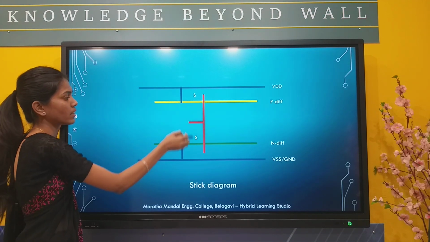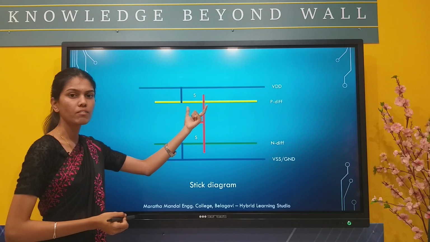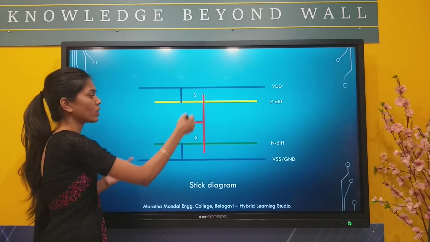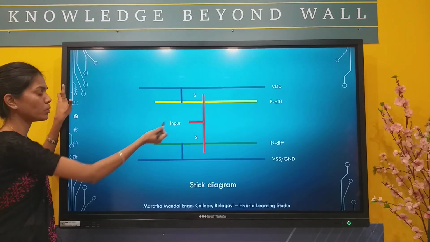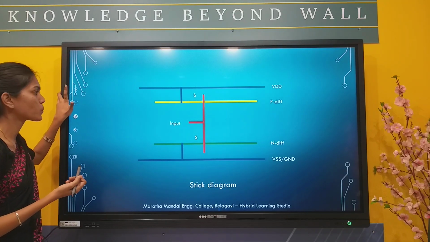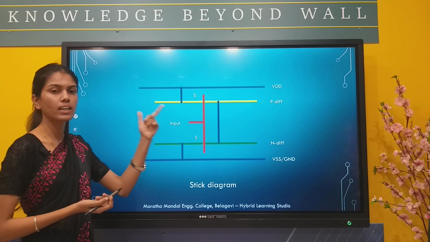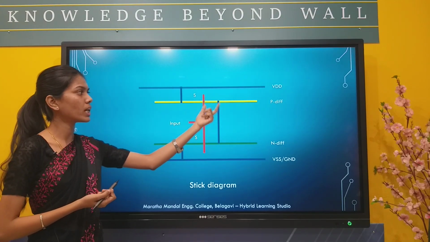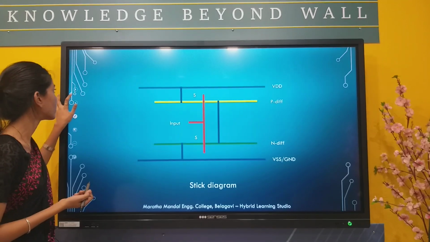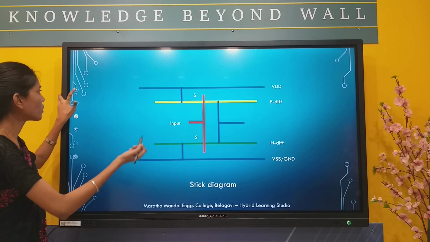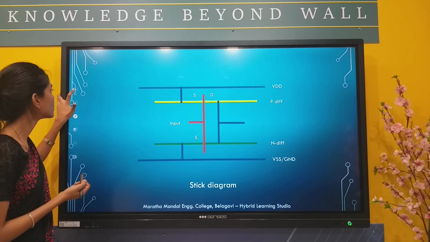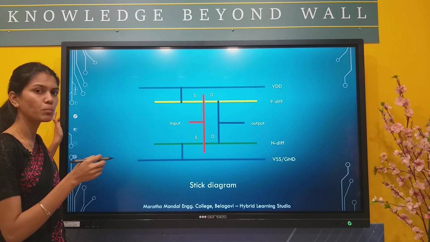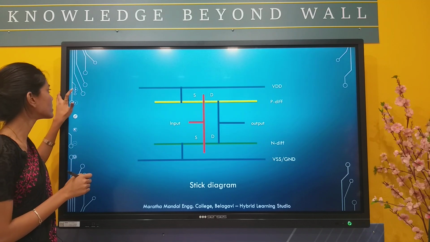Next, this red is polysilicon, where I will combine the gate of the PMOS and the gate of the NMOS. I will give the input here, logic zeros and ones. Next, the output is taken from the drain terminal. I will combine the drains using a metal contact, which is represented in blue color, and from that I will take the output. This is how the CMOS inverter's stick diagram is constructed.